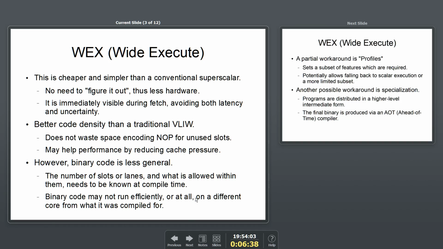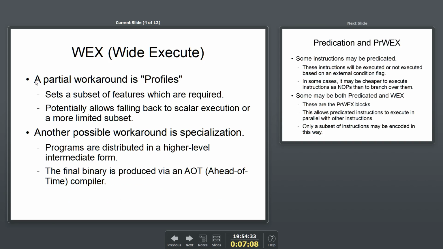Scalar code will generally work on a wider core, and if used with care, code generated for a wider core can work on a narrower core, but the feature sets aren't necessarily one-to-one between cores, so it's not really guaranteed that code intended for one core will work on another. A partial workaround is profiles. A profile would set a subset of features which are required for the core to support, and it potentially allows falling back to scalar execution or a more limited subset of the ISA in certain cases.